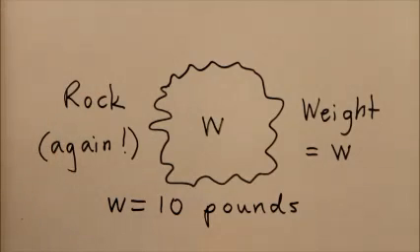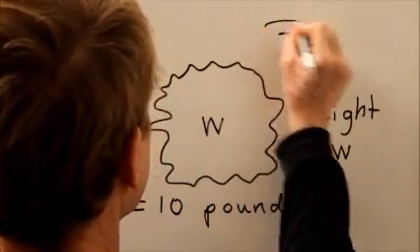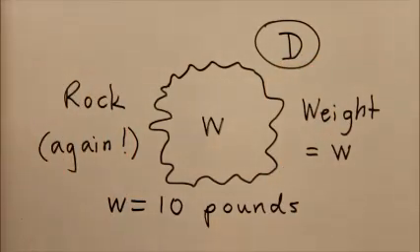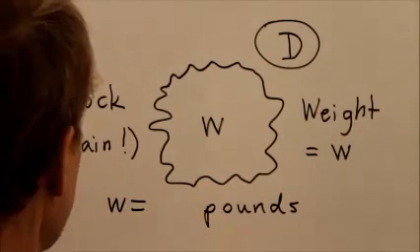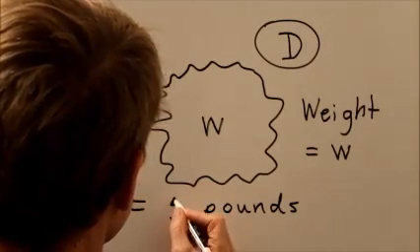that W, the weight of the rock, is 10 pounds. If we take this rock to a planet where the gravitation is only half as strong as it is on Earth, what's going to happen to that weight? Well, the answer to this particular question is D. The weight of this rock is going to go down to half of what it was, or only 5 pounds.